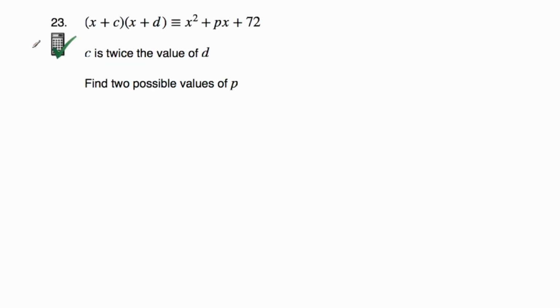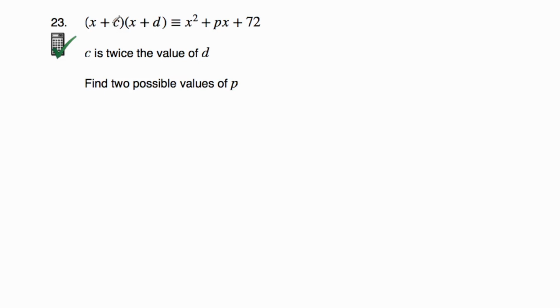Okay, let's have a look at question number 23. So in question number 23, we've been given two brackets, x plus c and x plus d, and whenever they're expanded, we're told that they're equivalent to x squared plus 9px plus 72. And we're told that c is twice the value of d.